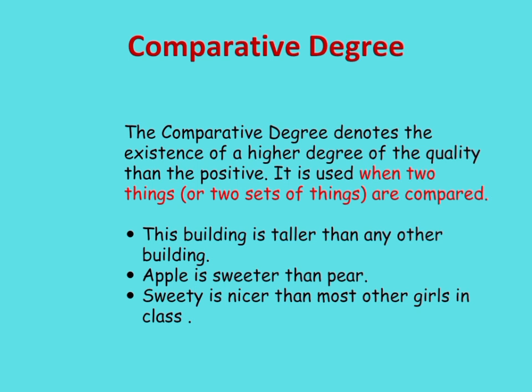Next, apple is sweeter than pear. Here comparison is made between apple and pear. So here er is added with the adjective. Sweeter is the comparative degree of sweet. Sweetie is nicer than most other girls in class. So here also you can see comparison is made between Sweetie and a group of girls. So nicer is the comparative degree of nice.